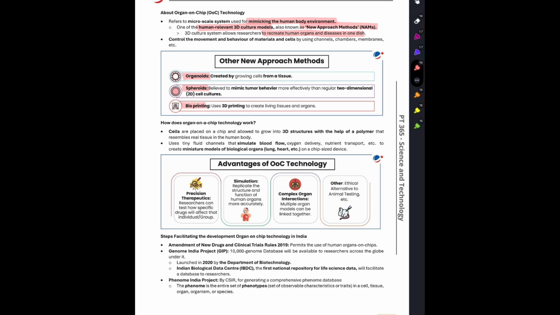So how does organ on chip technology actually work? Cells are placed on a chip and allowed to grow in 3D structures with the help of a polymer that resembles real tissue in the human body. It uses tiny fluid channels that simulate blood flow, oxygen delivery, nutrient transfer, etc., to create miniature models of biological organs, lung, heart, etc., on a chip-sized device.